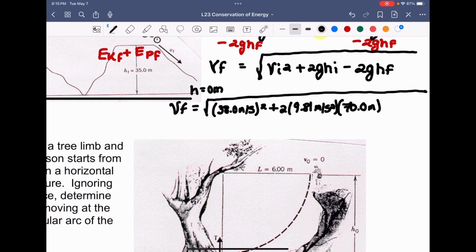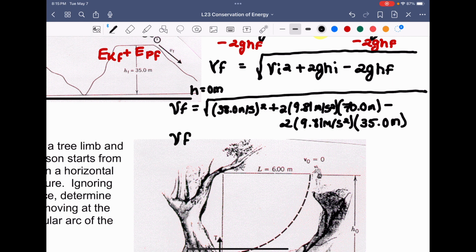There we go. And then this is going to be minus... we don't have a lot of room here, so I'm just going to do it below here. This is going to be 2 multiplied by 9.81 meters per second squared multiplied by the new height, which is 35.0 meters. There we go.